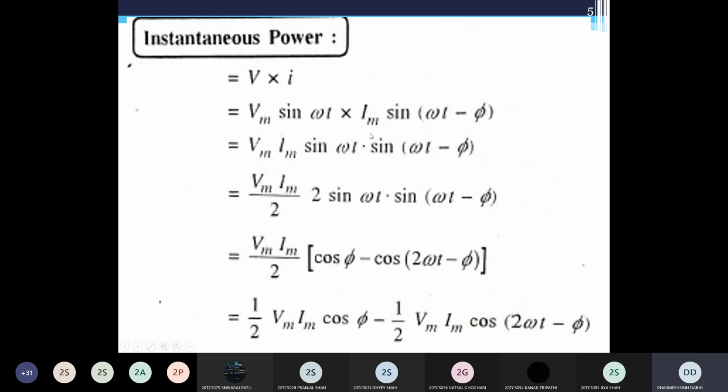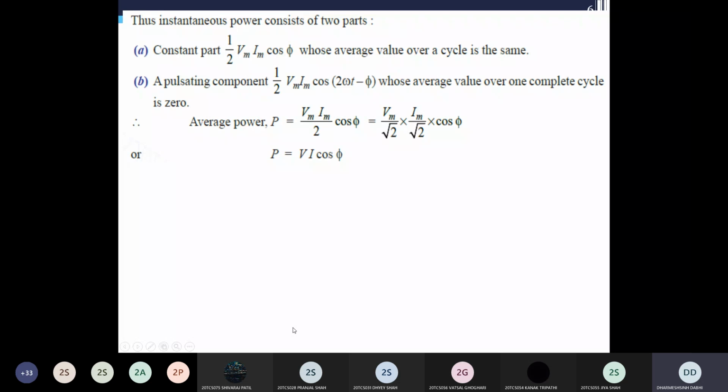Then we derived the equation of instantaneous power. Instantaneous power is instantaneous voltage into current. Finally we derived the equation 1/2 Vm Im cos phi minus 1/2 Vm Im cos of 2 omega t minus phi. The first component of this instantaneous power is the average power, or constant power, or active power of this supply. The second part is a pulsating component whose average value is 0 over the complete cycle.